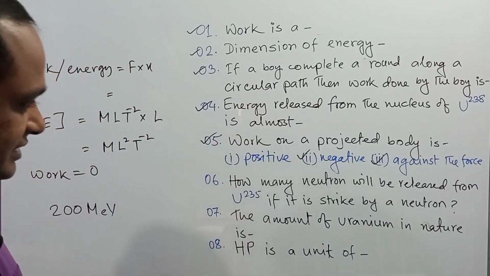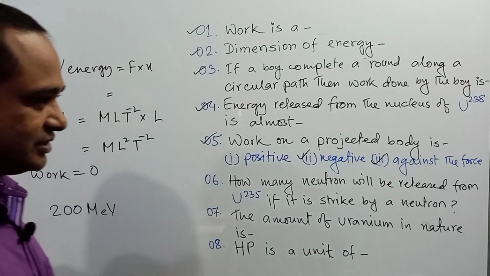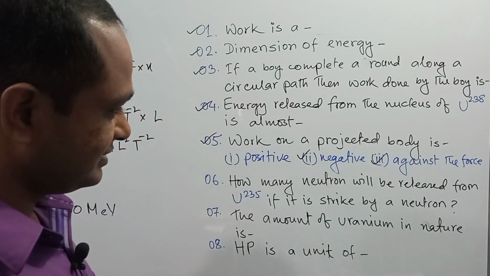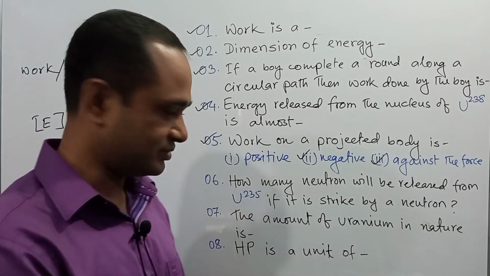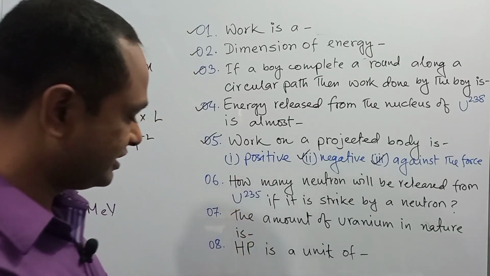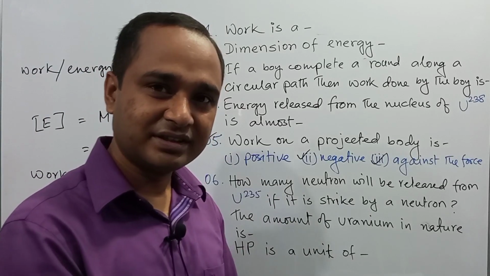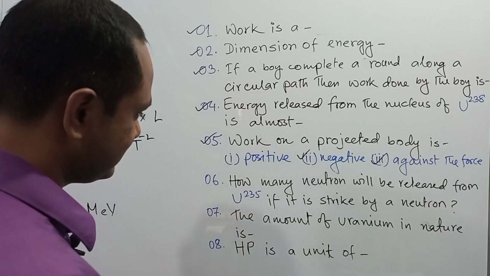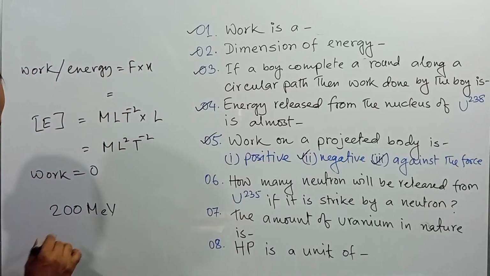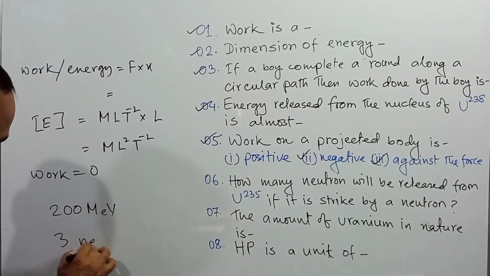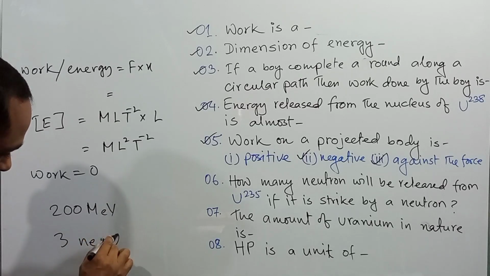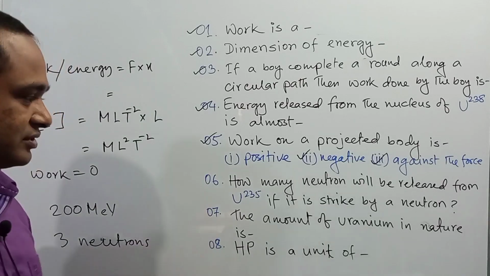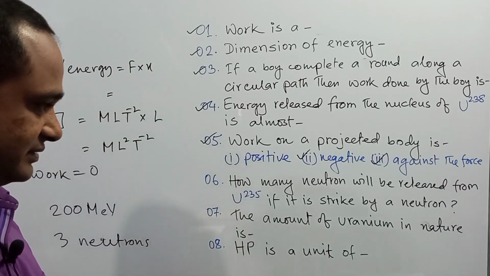In the next question, they asked how many neutrons will be released from uranium-235 if it is struck by a neutron. If uranium-235 is struck by a neutron, then after the fission, 3 neutrons will be released from the nucleus. So 3 neutrons will be released after the fission of uranium-235, right?